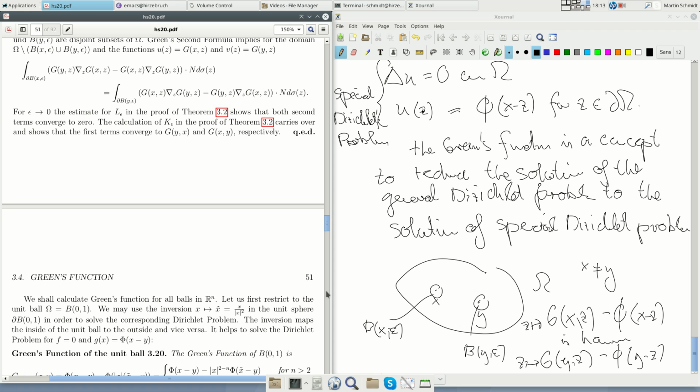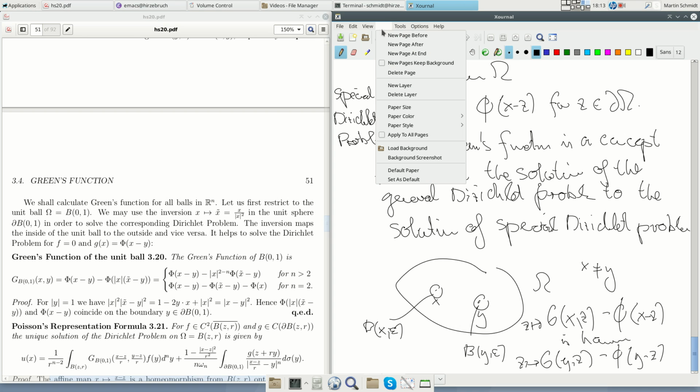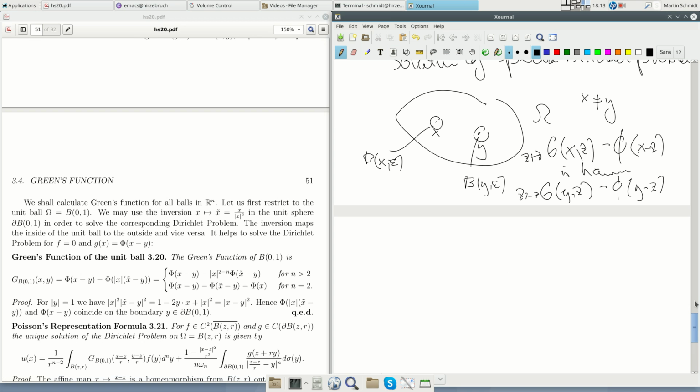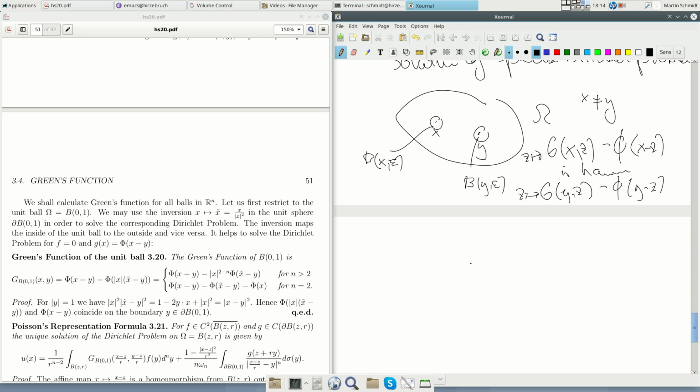And now we determine the Green's function for the unit ball. This is now the last step, and this is very simple. We use some trick. So we have here the unit ball, 0, and this is the boundary of the unit ball.